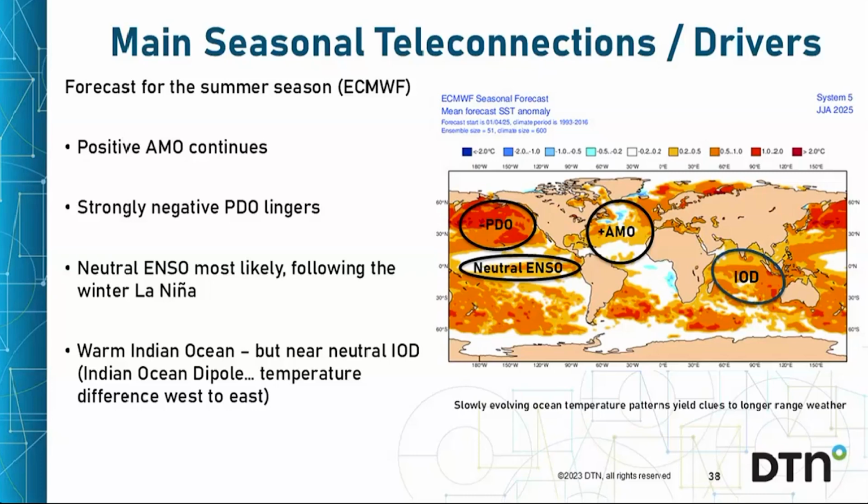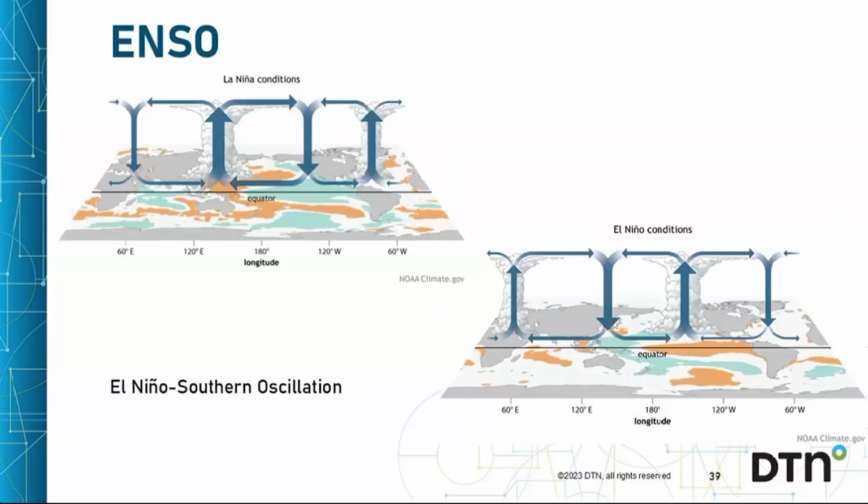One final feature is the Indian Ocean Dipole, or IOD, which slowly swings between positive and negative phases in a similar fashion to the ENSO in the Pacific. The positive phase has warmer waters in the western Indian Ocean than the east, and vice versa. But this year, we're more likely to stay in a neutral setup for much of the time.